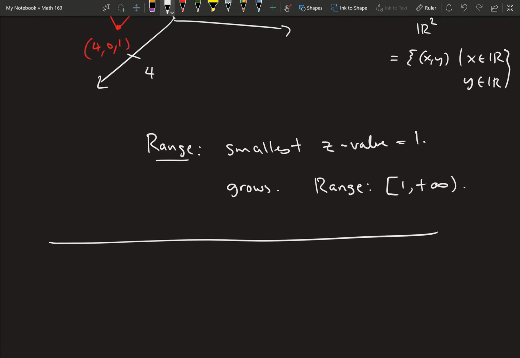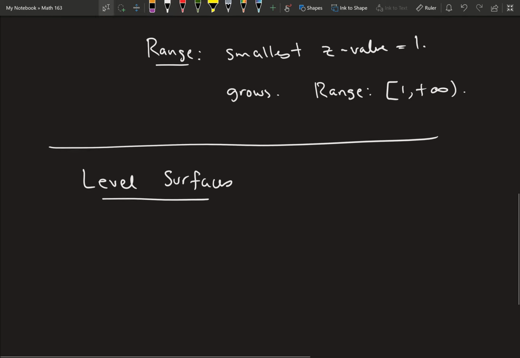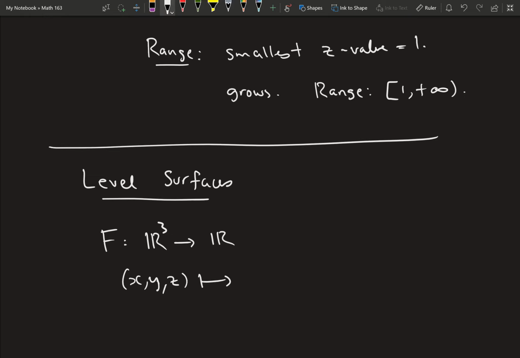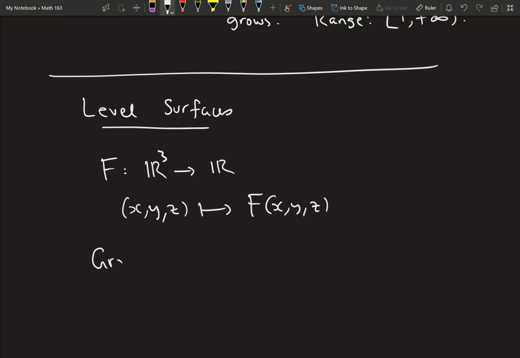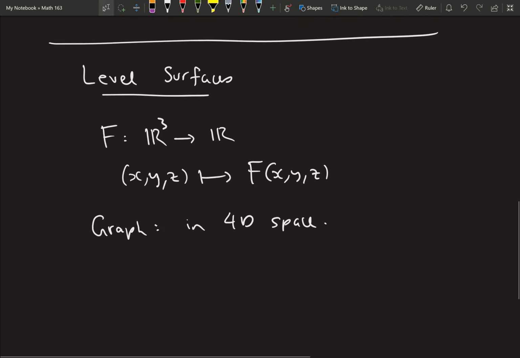There's one little last part I want to talk about, which is about level surfaces. So we've seen level curves before. What are level surfaces? Well, let's consider a function. We'll call it capital F, going from R3 to R, which means we're sending x, y, z to some capital F of x, y, z. So in theory, if you wanted to graph this, this would be something in 4D space, which is slightly hard to graph.